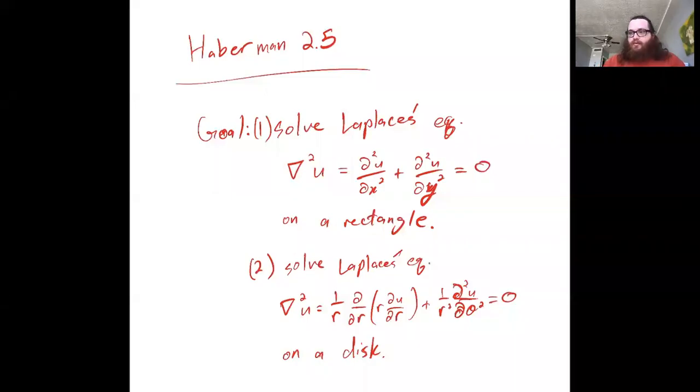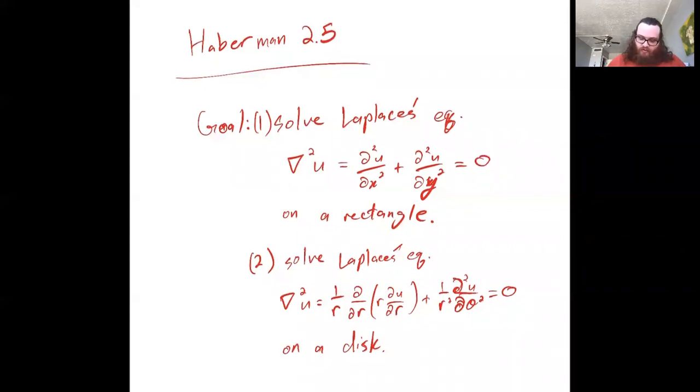Hello. So in this video, we're going to look at Haberman's section chapter 2.5. The goals of this chapter are twofold. First, we're going to solve Laplace's equation on a rectangle. Recall this condition, nabla squared u is equal to 0. This arises if you ask about equilibrium or steady state solutions to the heat equation with some prescribed boundary conditions.